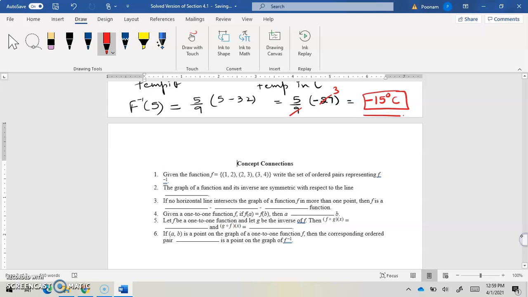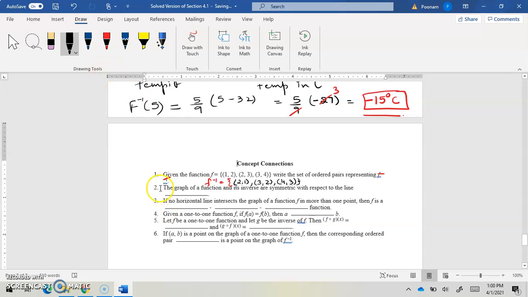Let's review everything for this section. Given the function f, (1,2), (2,3), (3,4), write the set of ordered pairs in f inverse. We said if a pair is in f, then the reverse of the pair will be in f inverse. So (1,2) is in f, (2,1) will be in f inverse, (3,2) will be in f inverse, and (4,3) will be in f inverse.